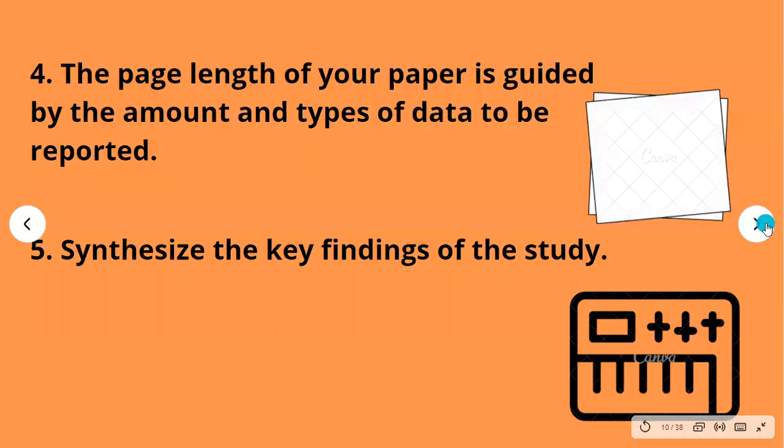Now, on the fourth one, the page length of your paper is guided by the amount and types of data to be presented. As we've mentioned earlier, we need to consider as well the page length. So in that case, we need to plan out and carefully analyze what data is relevant or not, if it will support our research or not. So we need to consider the data we will present. Number four, this is to be very concise. Our data should be relevant.